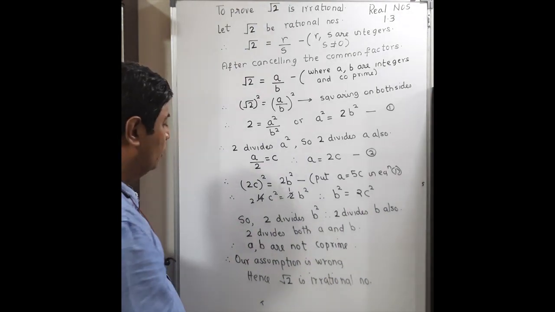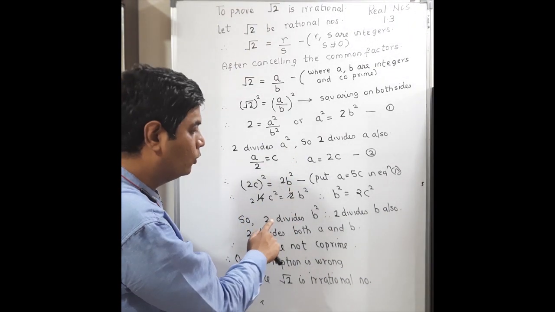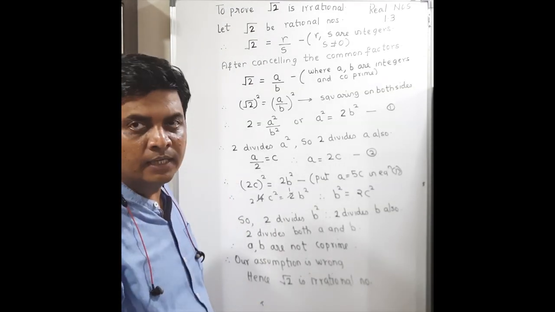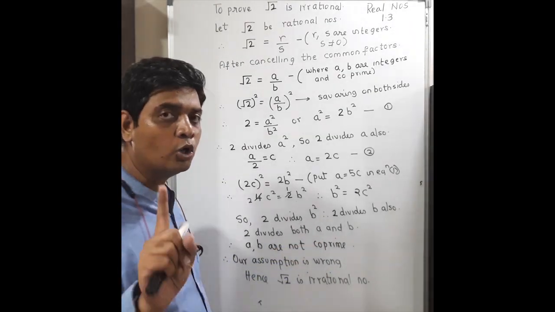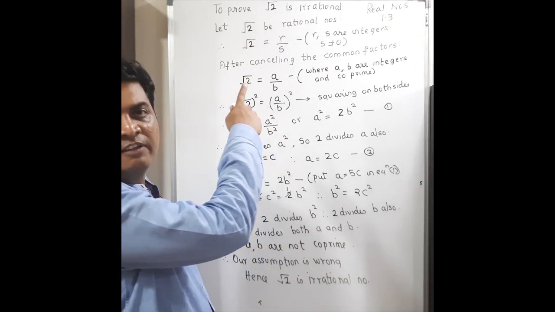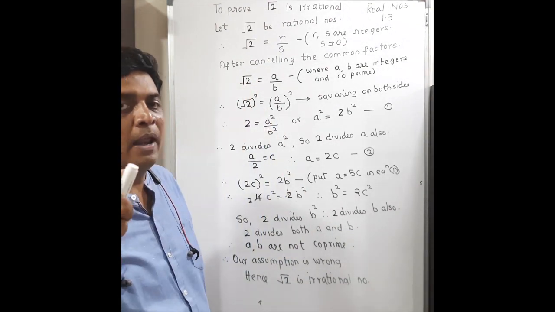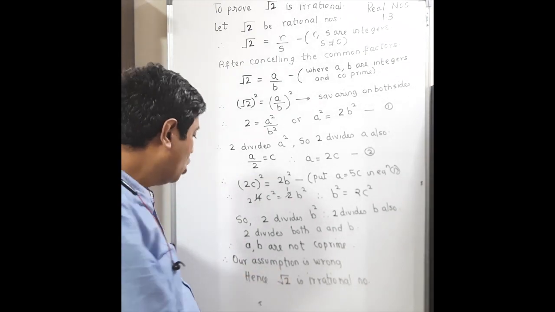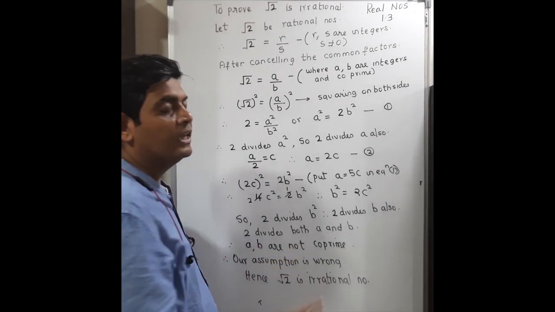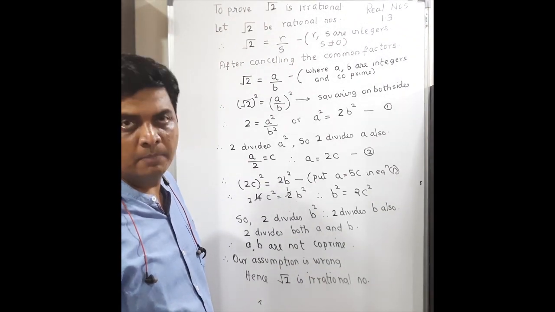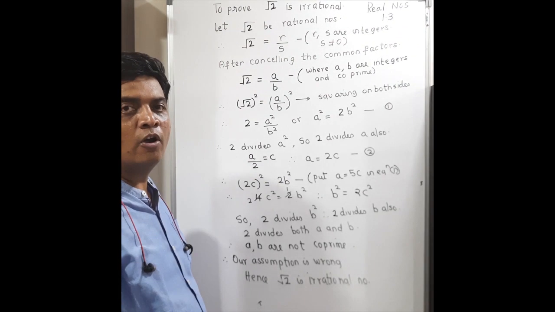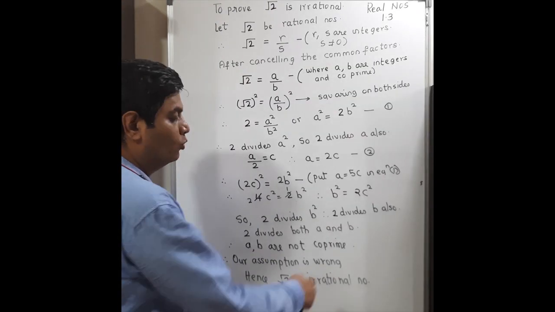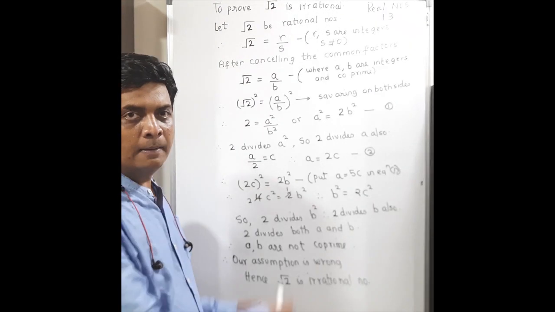So what do I get? 2 is dividing a also, and 2 is dividing b also. So 2 can divide both a and b. Hence a and b are not co-prime numbers. But what we had defined earlier is that a and b are co-prime numbers, which means our assumption was wrong. So square root of 2 is an irrational number. Because we had assumed square root of 2 is a rational number and our assumption was wrong, square root of 2 is an irrational number. Okay, please note it down.